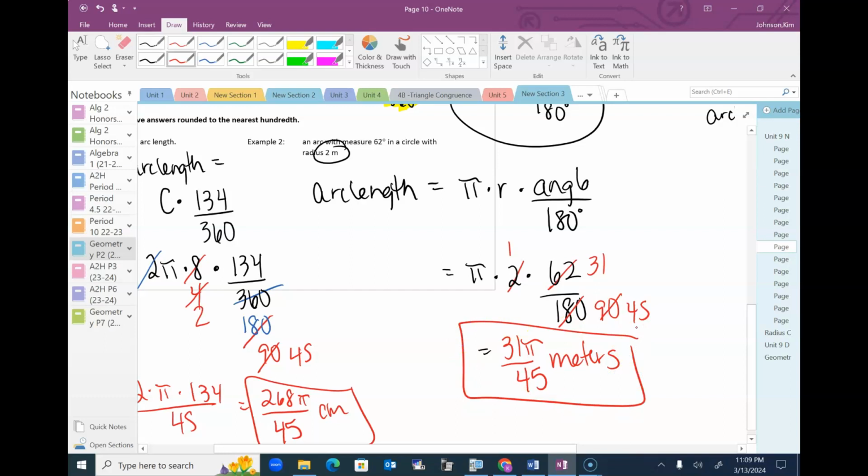Okay, that's it for finding arc length. Go ahead and try your MyOpenMath for practice.